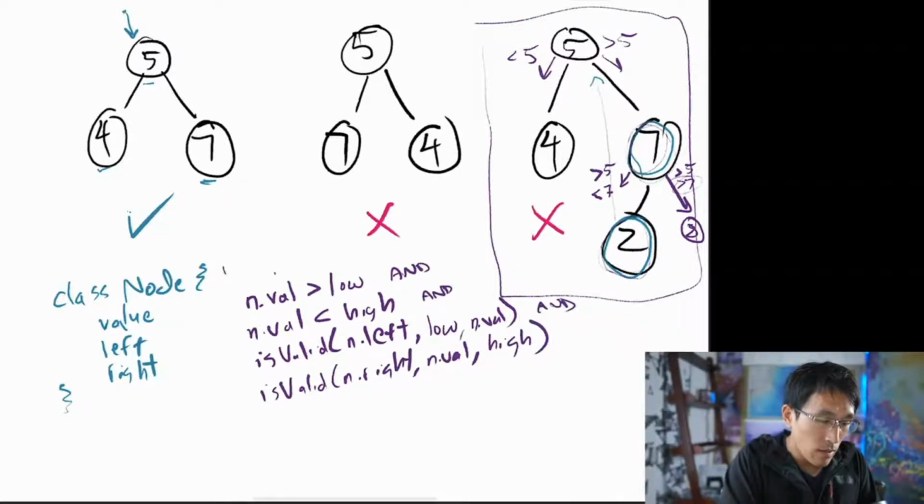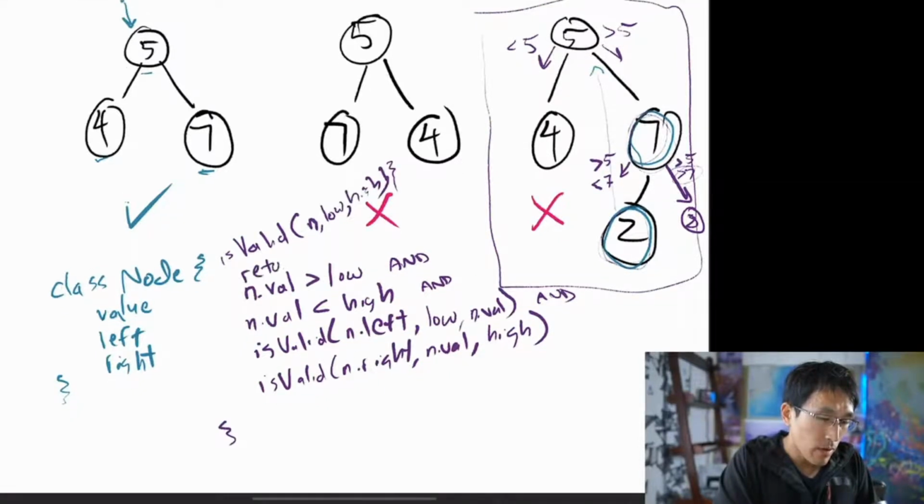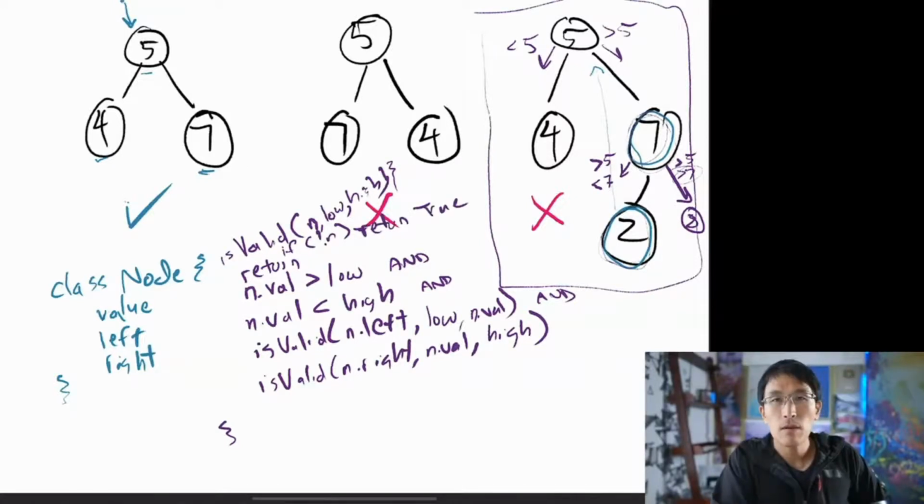Is valid is going to be a recursive function, right? So we have is valid given the node, a low bound, and a high bound. And so then this would be the return value. And of course, there's also the base case where if not n, if it's empty, then just return true, because the empty node is still considered a valid binary search tree. And so this is pretty much what the solution looks like.